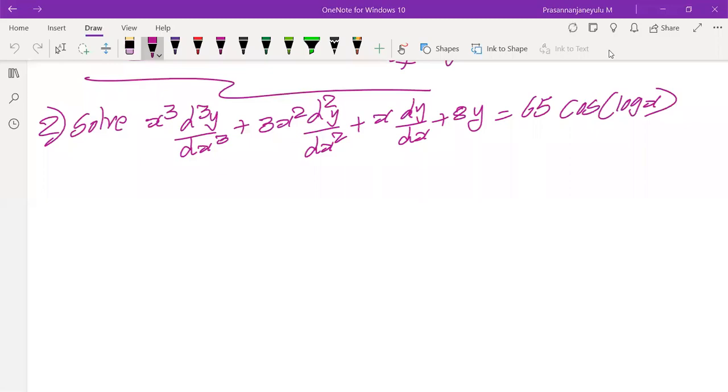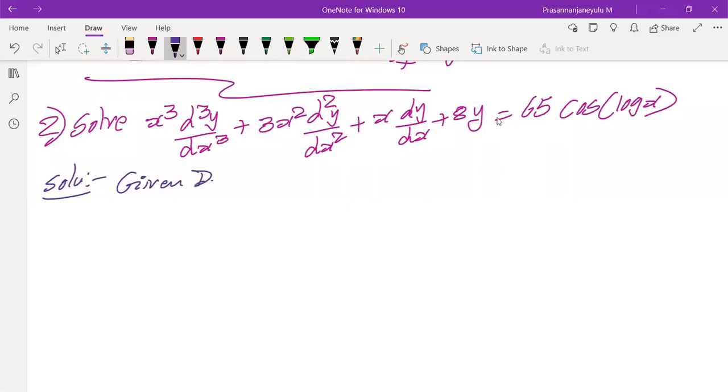This is our problem. Now, if we observe, is there any chance of the right hand side being 65 into cos of x? Do we get any problem like this till now? No, no. But we are getting the right hand side in terms of log x, so it is clear that we must use what case? Euler-Cauchy's method.